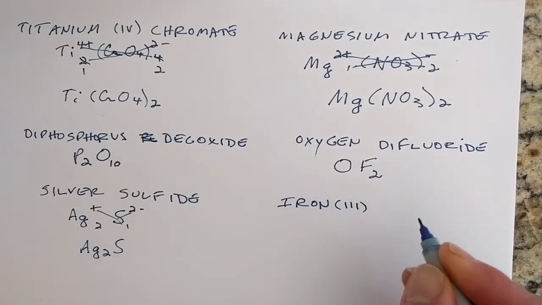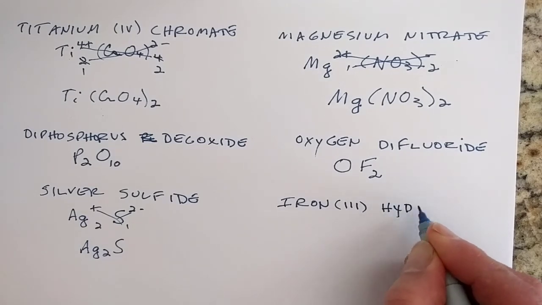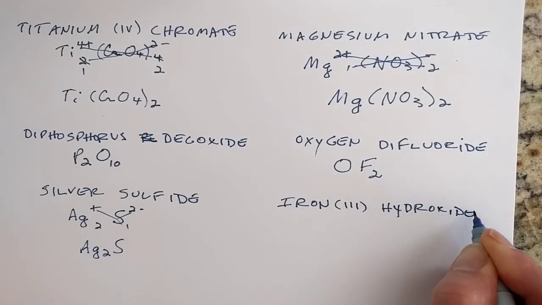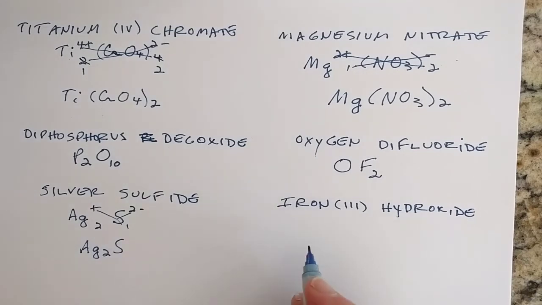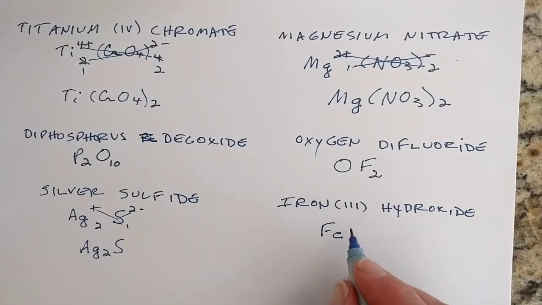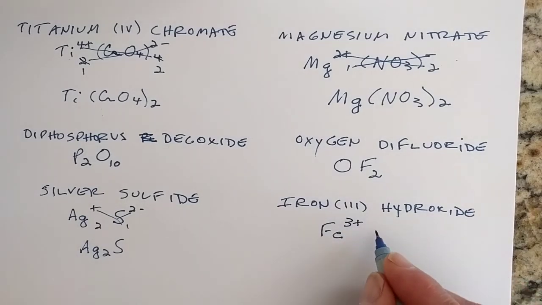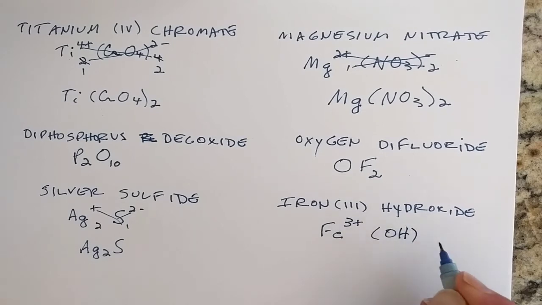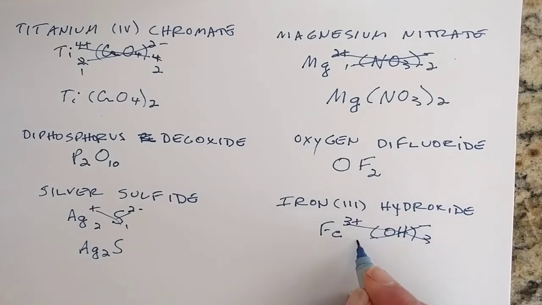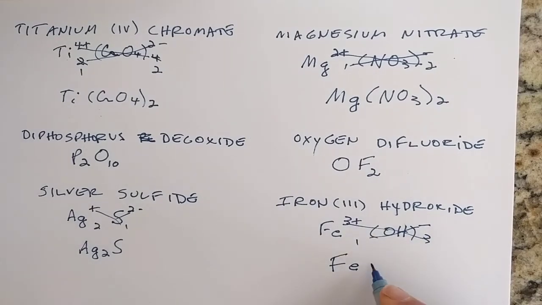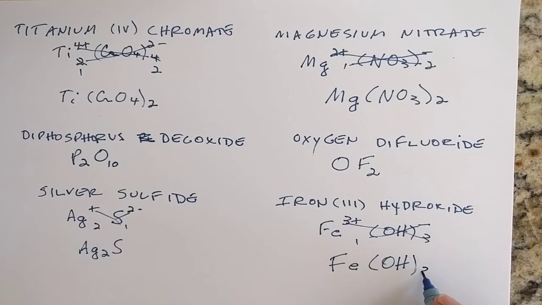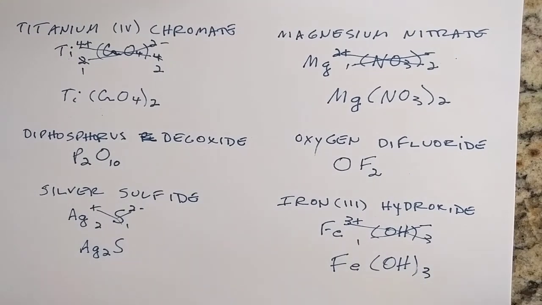Iron, Roman numeral 3, hydroxide. All right, so iron is Fe. It's to the left of the staircase. It's a metal, so we're using the stock system. Roman numeral 3 means it has a 3+ charge. Hydroxide, OH, this is on your polyatomic ion chart. It has a -1 charge. Cross, cross, Fe, parentheses, OH, parentheses 3. We must have the parentheses there.